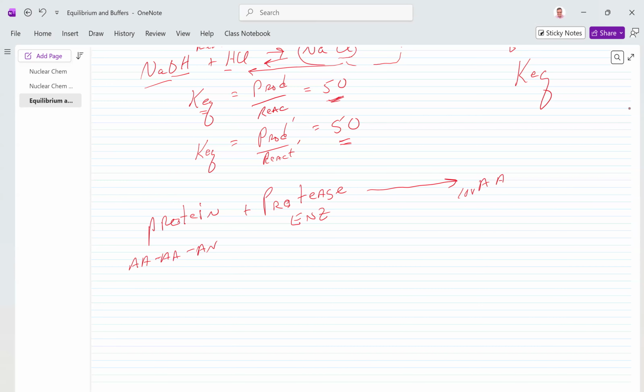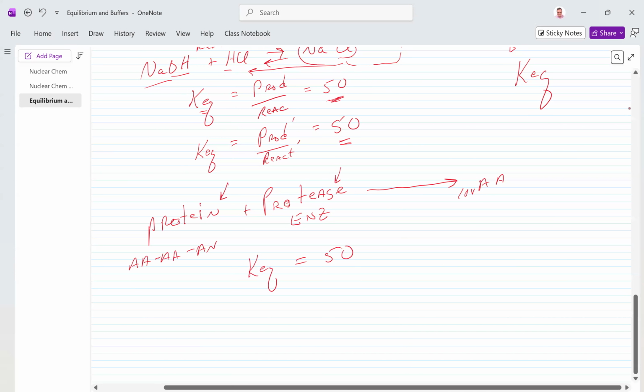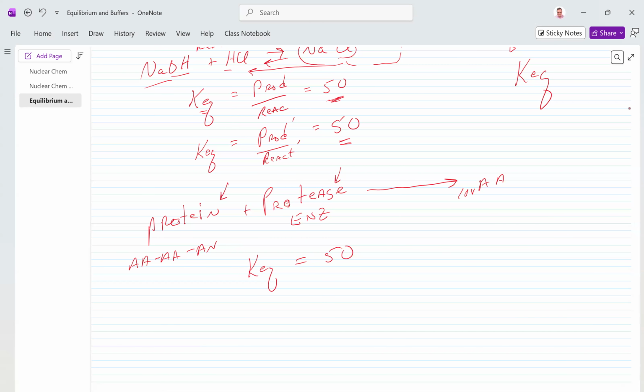And this reaction has got a KEQ of whatever, let's say 50 again. All right. Our body has something called feedback loops. And one of the feedback loops is we need more AA. So how does the body do that? It does it by increasing the enzyme or increasing the substrate. Substrate is just another word for reactants in biochemistry. And then that'll force more amino acids because we have to keep the equilibrium constant.